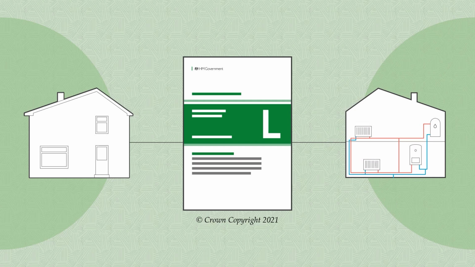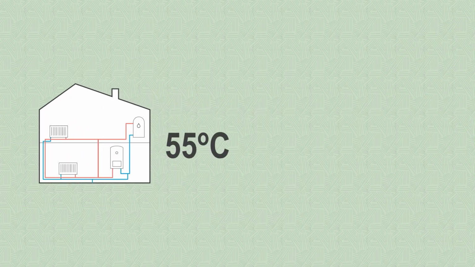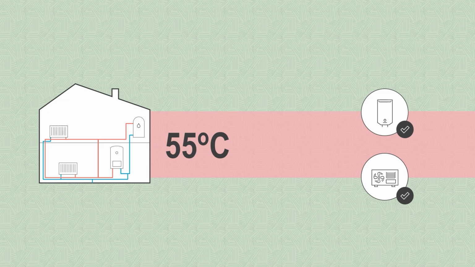Part L requires heating systems to be designed to a maximum floor temperature of 55 degrees Celsius. This is to ensure that condensing gas boilers run efficiently and to help get homes ready for low carbon heating systems like heat pumps. The lower the floor temperature, the better, as heat pumps operate most efficiently at floor temperatures below 40 degrees Celsius.